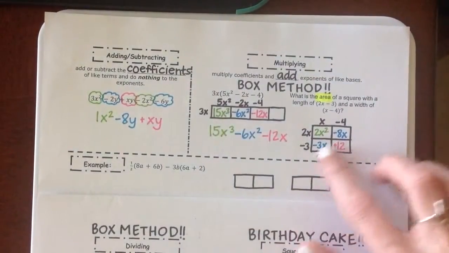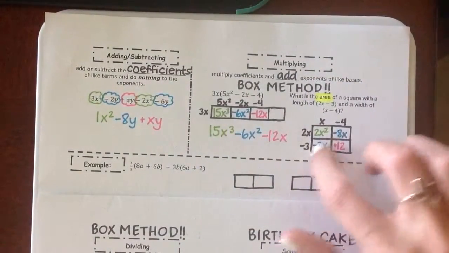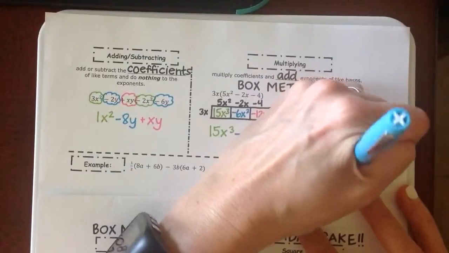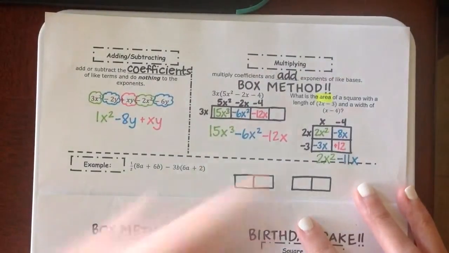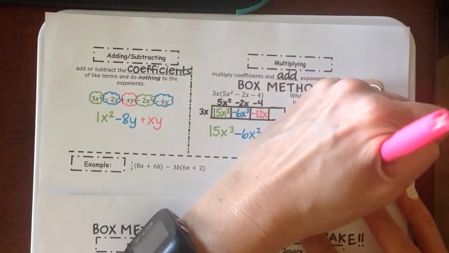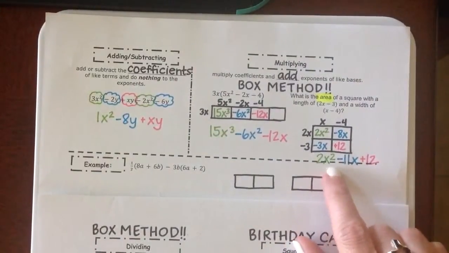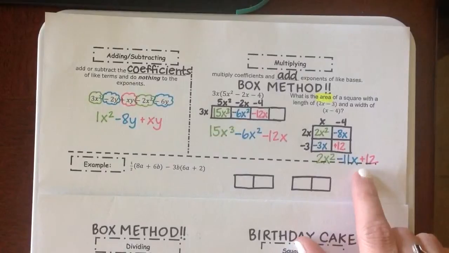And if you notice, your diagonal boxes are typically the ones that have like terms. So I've got -3 here, and I'm taking away 8 more. So I'm going to have -11x. And then my constant, +12, because there are no other constants to combine. And so now I'm going to end up with an area of 2x squared minus 11x plus 12.